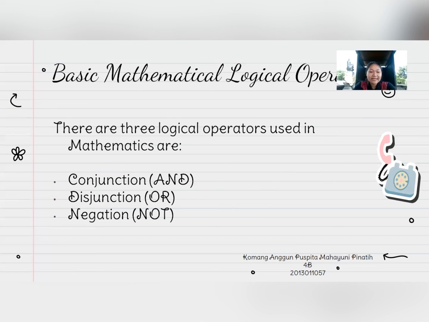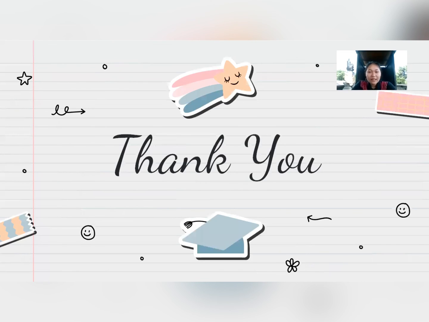And the third is negation. It's "not". The negation of statement P is regarded as true if P is false and false if P is true. That's all I can explain for you about propositional logic.